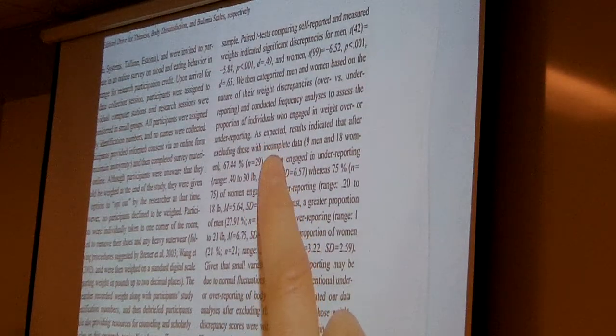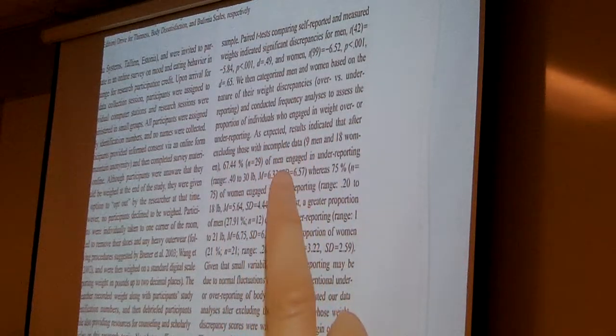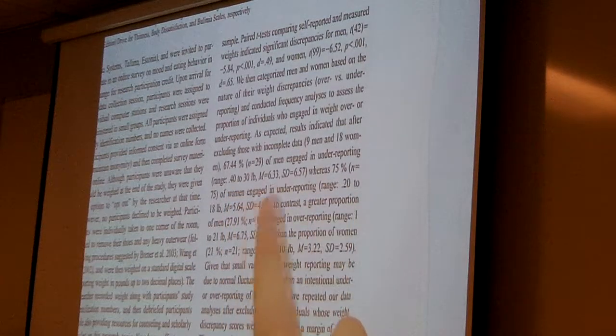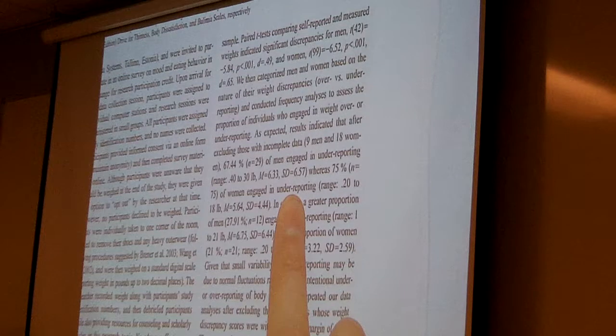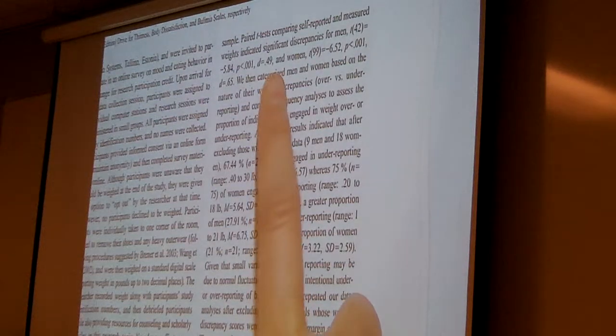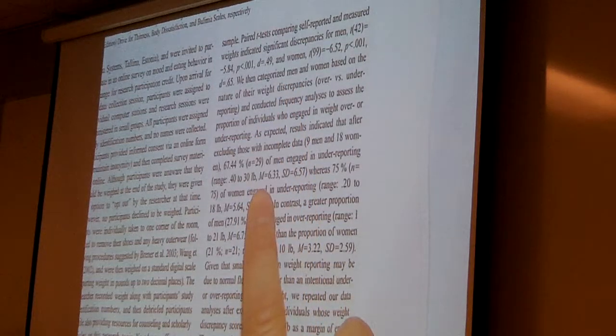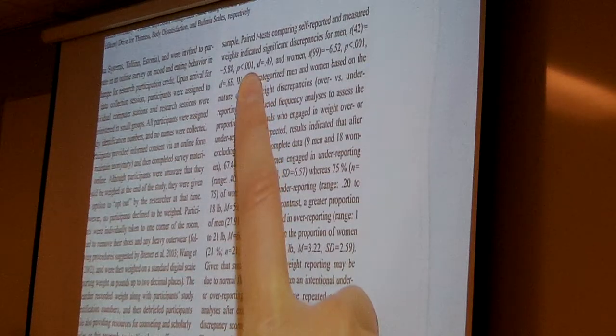As expected, results indicated that after excluding those with incomplete data, 67% of men engaged in under-reporting, whereas 75% of women engaged in under-reporting. So if we look at this, if we say that 67% of men under-reported their weight, what is this telling us? That is a significant difference for under-reporting or over-reporting?